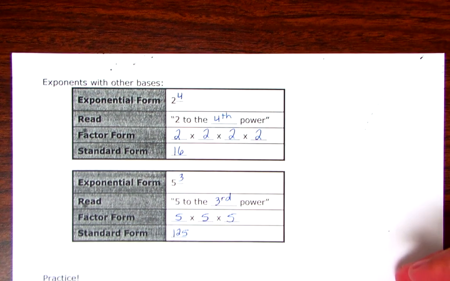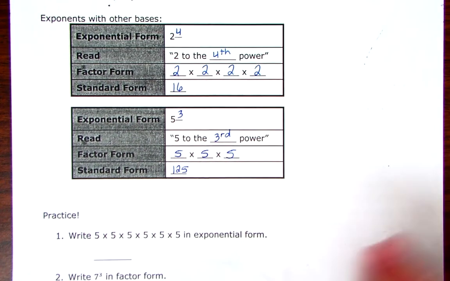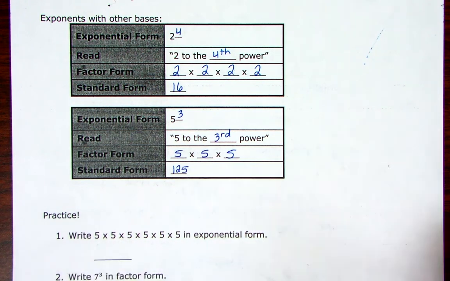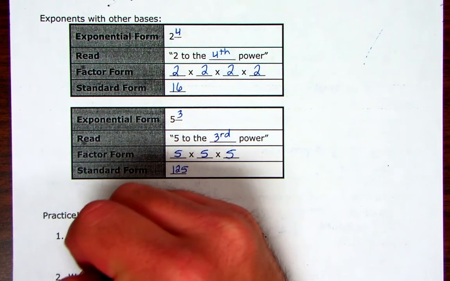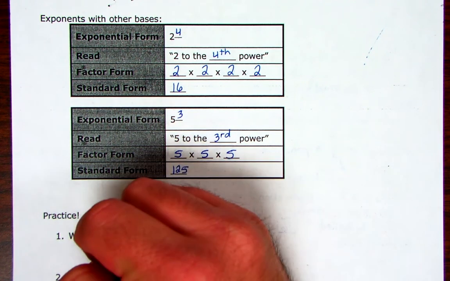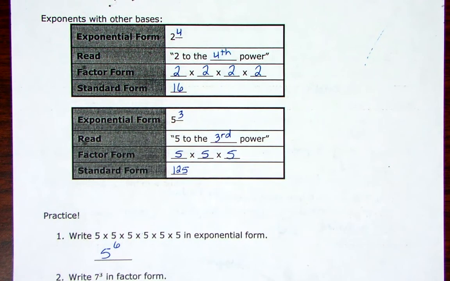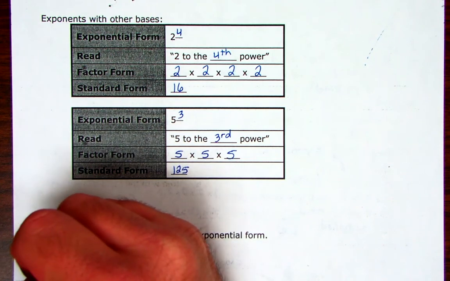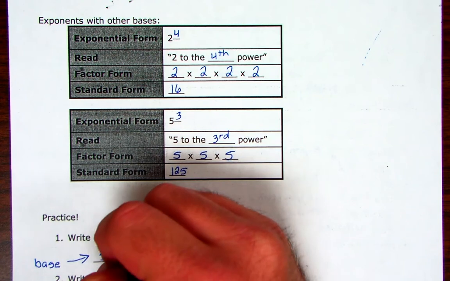Now let's do some practice here. Now it says write 5 times 5 times 5 times 5 times 5 times 5 in exponential form. Well, guys, what number is repeating here? Well, that's your 5. That would be your base. How many times is it repeating? Let's see. 1, 2, 3, 4, 5, 6. That is your exponent. So I'm going to label this just so we remember. Base, exponent.